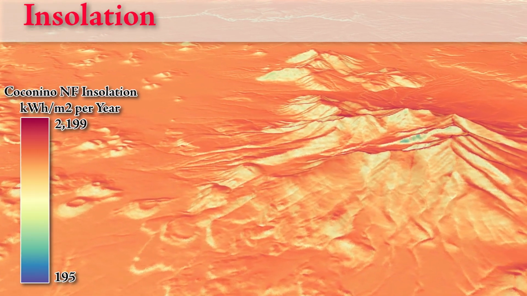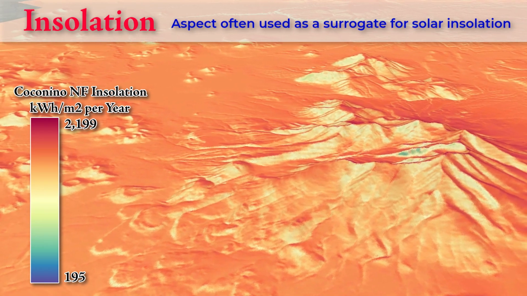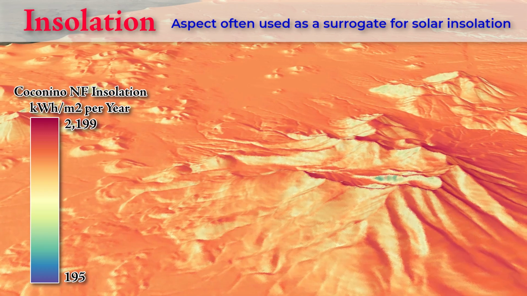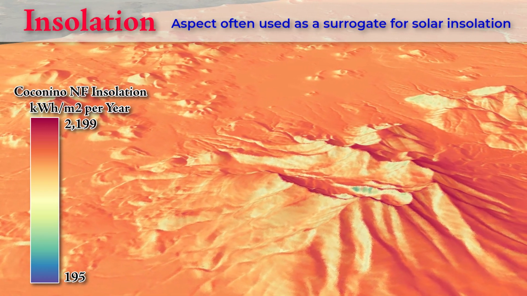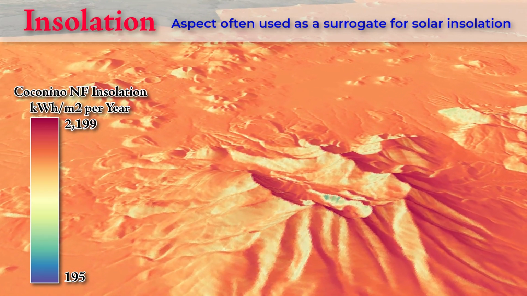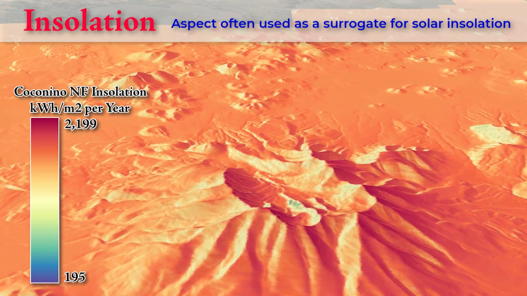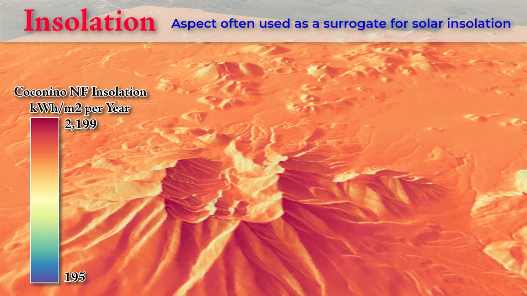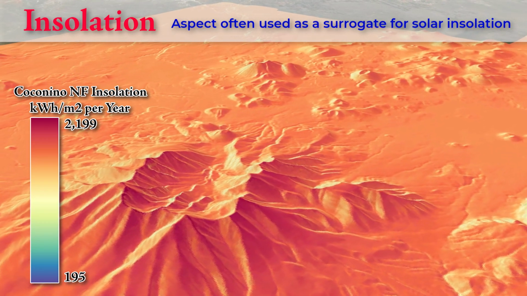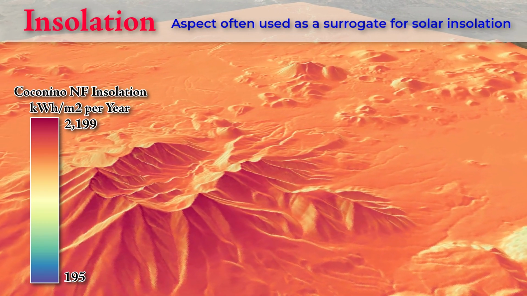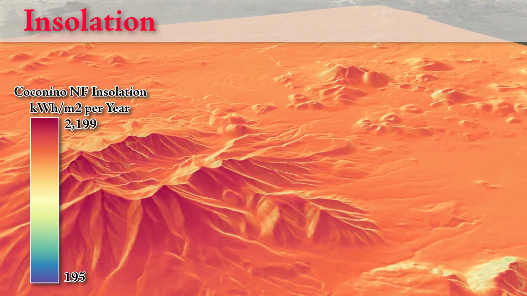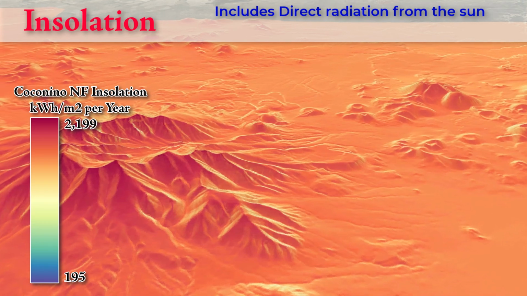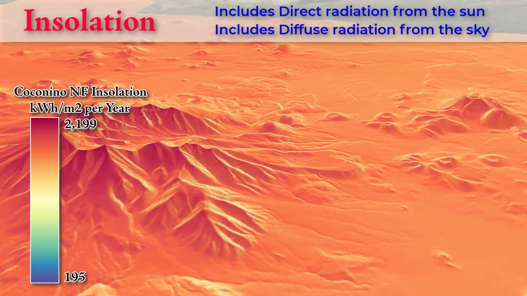So if aspect is important because it's just a surrogate for sun exposure, then perhaps solar insolation would be a better and more direct variable to use. Solar insolation is all about how much sunlight hits the ground. In many cases, it may be a more direct driver for vegetation and microclimate than aspect. It measures how much sunlight hits the ground based on local topography, and it does incorporate direct sunlight from the sun plus diffuse radiation from the sky in general.